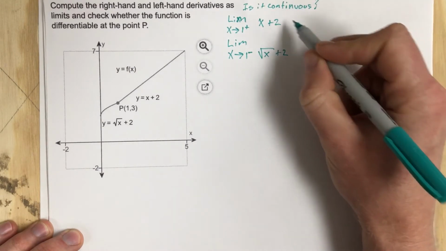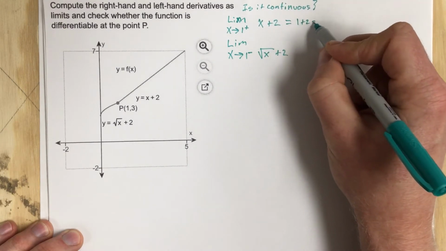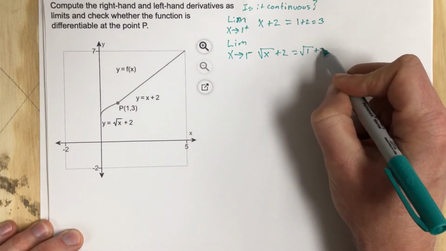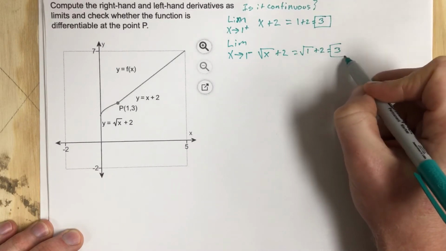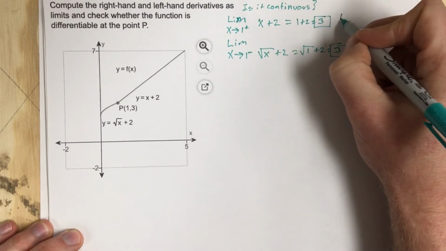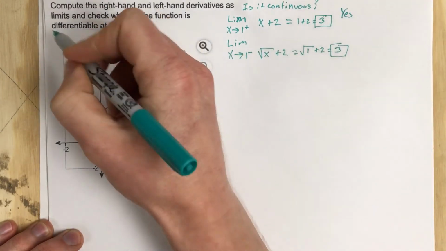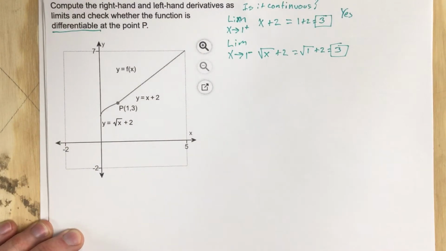And in either case, when we plug in 1, we get 1 plus 2, which is 3, and we get root 1 plus 2, which is also 3. So these are equal. So is it continuous? Yes. But they're not asking us for whether or not it's continuous. They're asking us if it's differentiable. Well, the same idea is going to apply for derivatives.